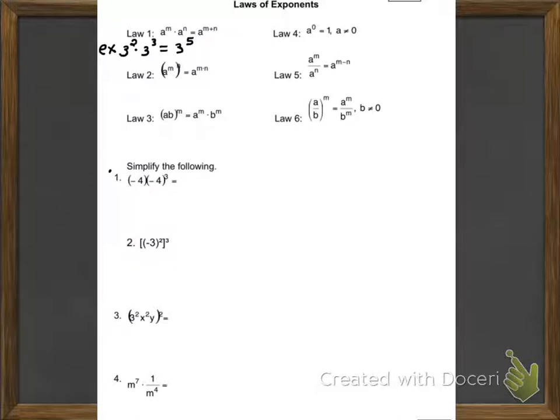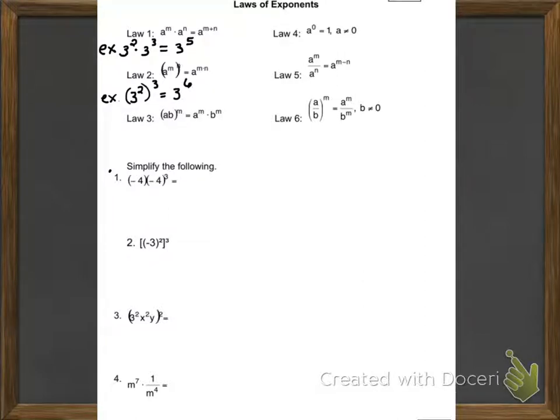These two you tend to get confused, the law 1 and law 2. An example of law 2 is if you have parentheses, and I'm going to use the two numbers that really get confused a lot. If I have 3 squared raised to the 3rd power, that's not 3 to the 5th, that's a to the m times n, or 3 times 2, which is 3 to the 6th.